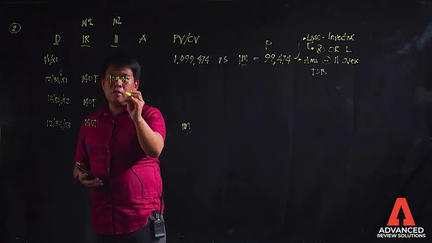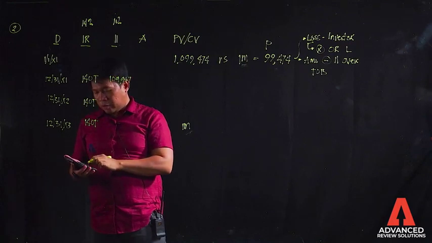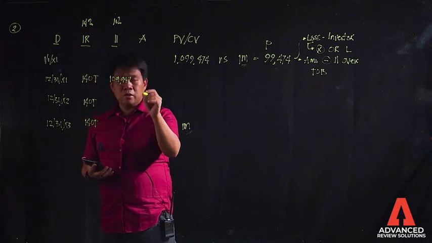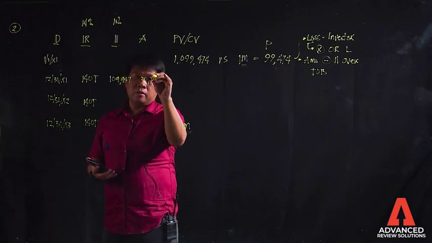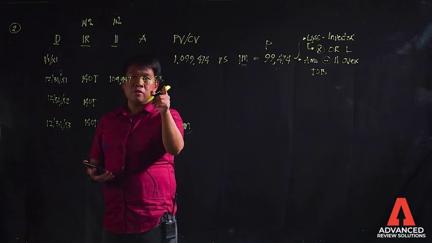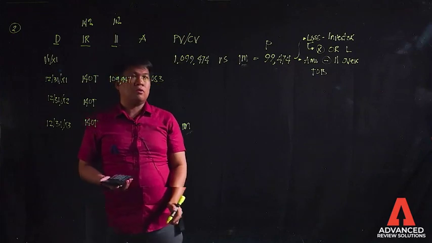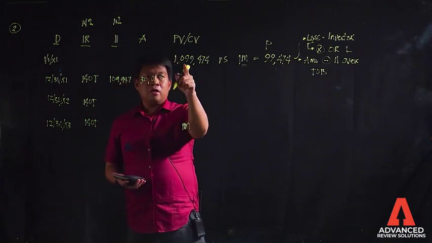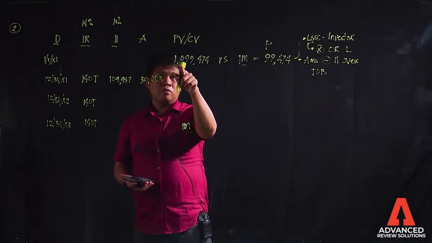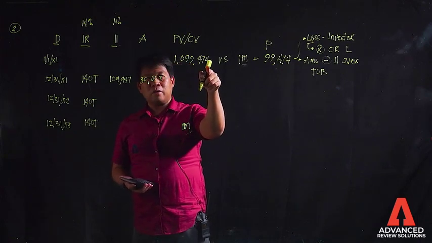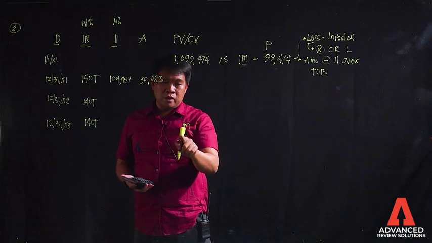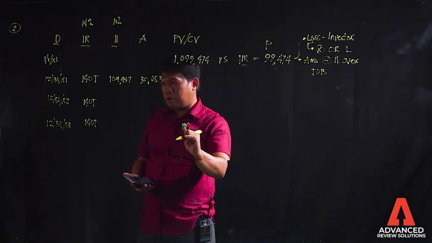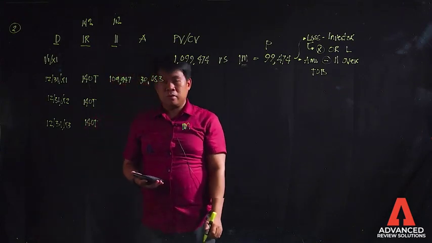109,947. Okay? Minus 140,000. So, this is 30,053. Okay? So, this is the premium amortization. Will this be added or deducted to 1,099,474? This should be deducted. Kasi babalik ka dyan sa 1 million or equal to face amount at the maturity of the investment.